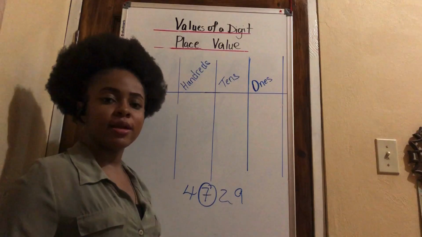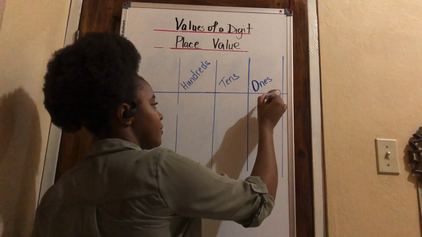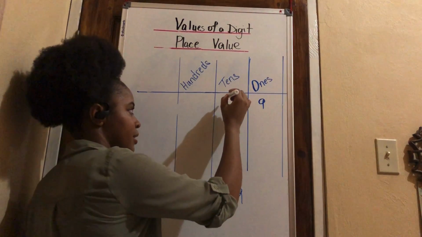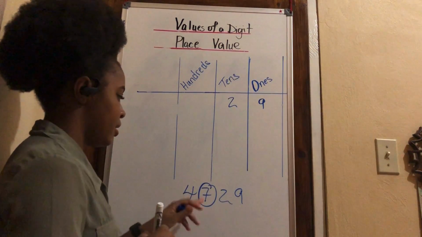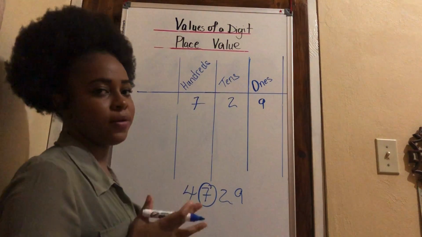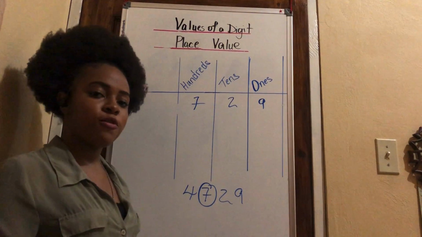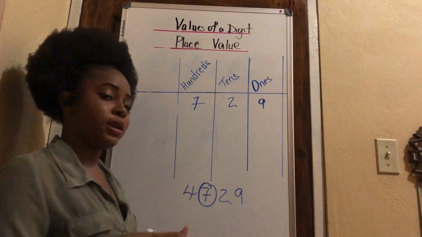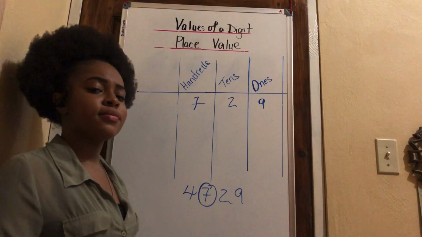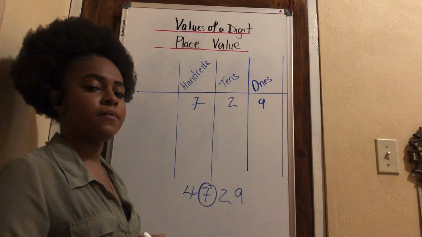So as usual, we start from the furthest right. First digit is 9, so we'll put that in the furthest right column, the ones place. Second would be the tens, because that comes next. Third would be in the hundreds position, so we know that 7 is in the hundreds place. But what if we wanted to put the 4 on the table as well? What do you think the next place would be?